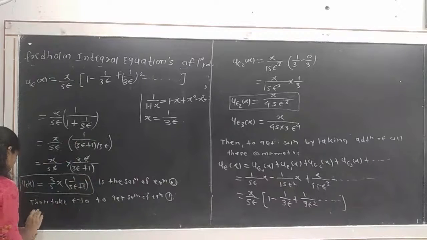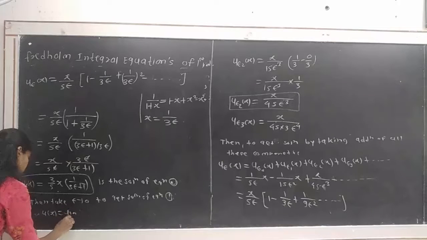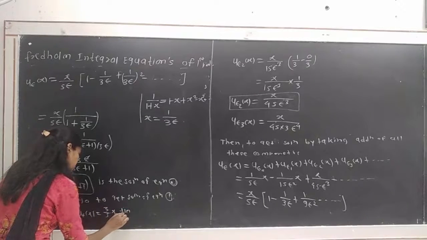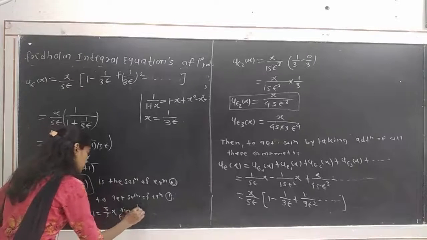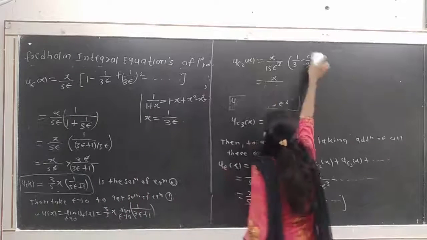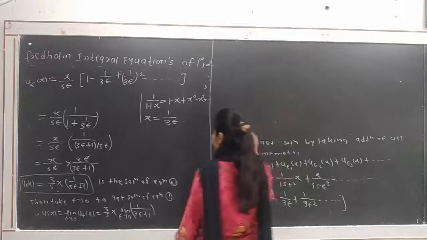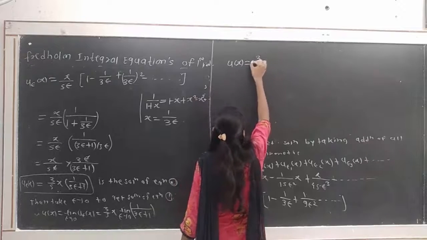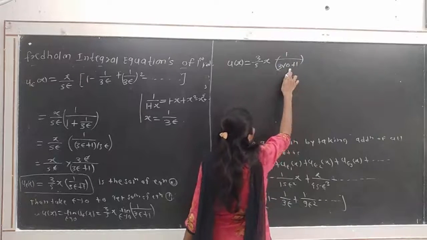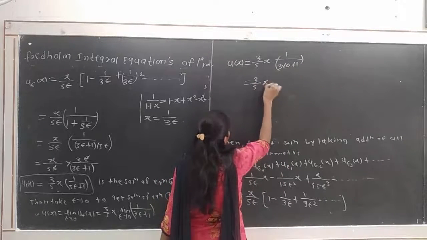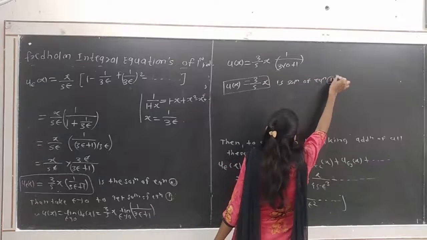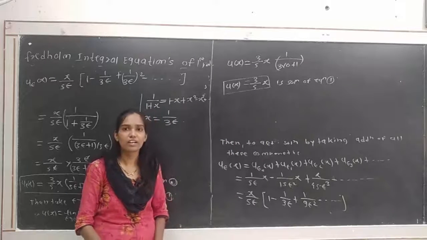So we get u of x is equal to limit epsilon tends to 0 of u epsilon x, which is 3 by 5 x into limit epsilon tends to 0, because 3 by 5 into x is constant, so the limit is applied only for 1 divided by 3 epsilon plus 1. So u of x is equal to 3 divided by 5 into x, and taking epsilon tends to 0, we get 1 upon 3 into 0 plus 1. 3 into 0 is 0, 0 plus 1 is 1, so 1 by 1 is 1. So we get 3 by 5 into x. u of x equal to this is the solution of equation number 1, which is the exact solution of the given first kind Fredholm integral equation.